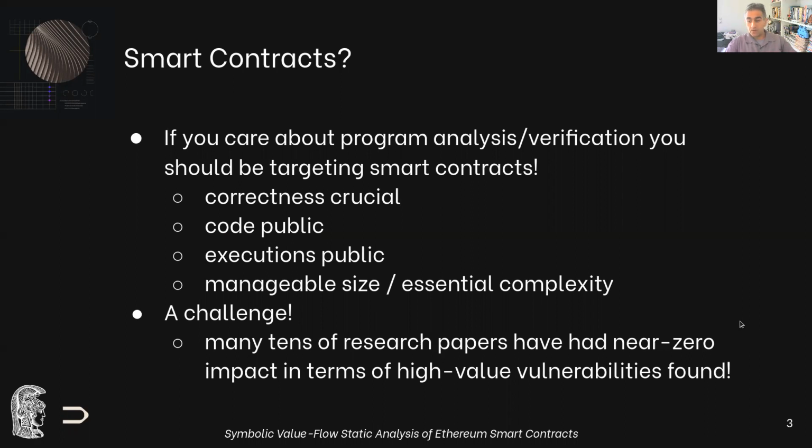And at the same time, with all these nice factors at play, analyzing smart contracts is still a big challenge. There have been many tens of research papers that have had very, very low impact on actually finding high value vulnerabilities. There are actually studies that quantify that. They say something like 0.2% of the vulnerabilities that are deemed to be true positives are actually on contracts that hold money. So static analysis or generally verification techniques have not had the impact that they could have in this very high value domain.